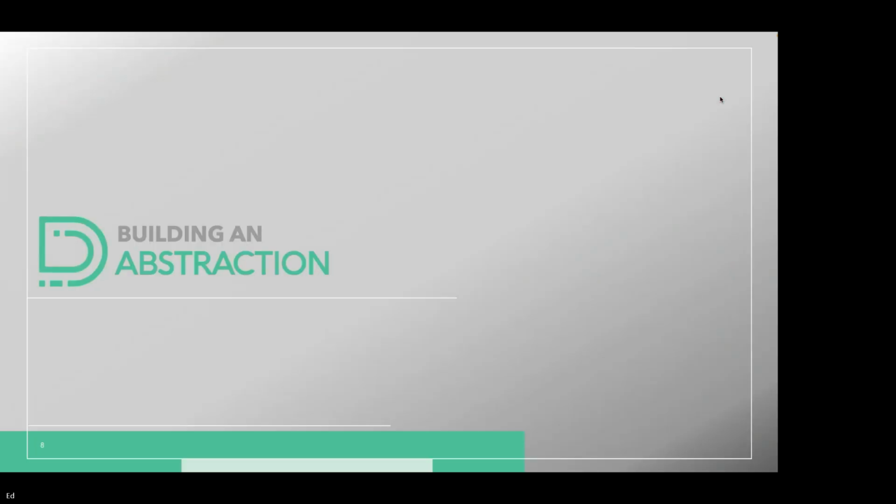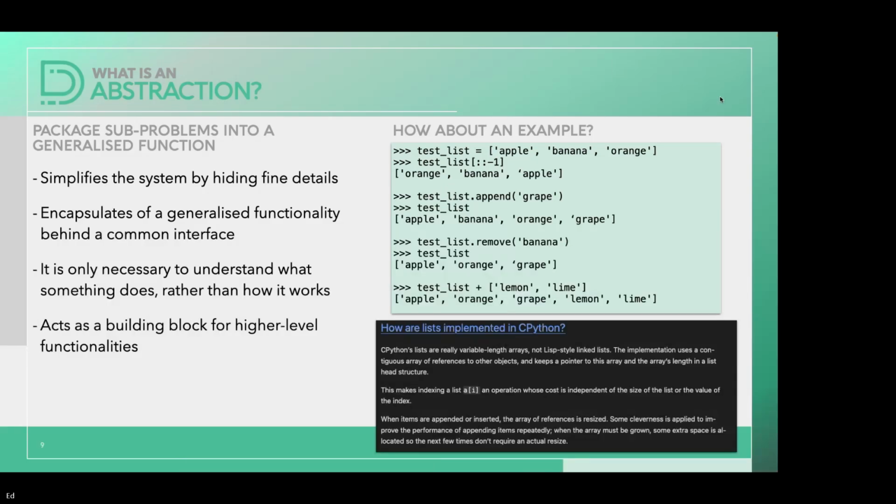So what do? Well, in software development, there's precisely one trick, and that's raise the level of abstraction, right? So what do I mean here? Essentially, you take some subproblems that you have and package them up into a generalized function. It simplifies the system you've got, hides all the fine details that the users don't need to care about, and generalizes whatever the process is. Fundamentally, you don't need to understand how something works. You just need to know what it does, right?